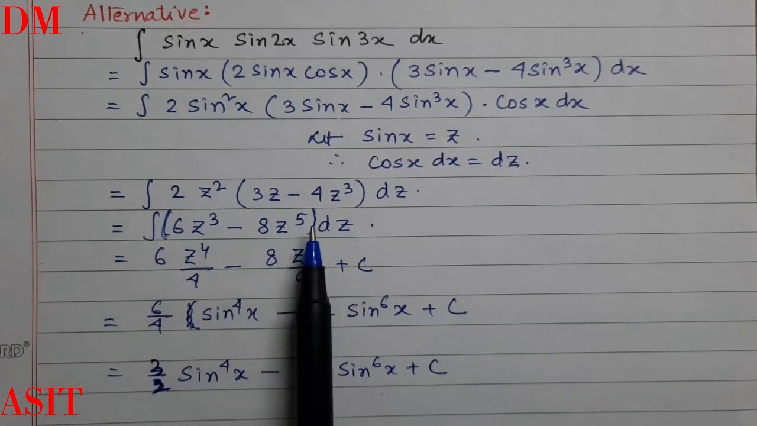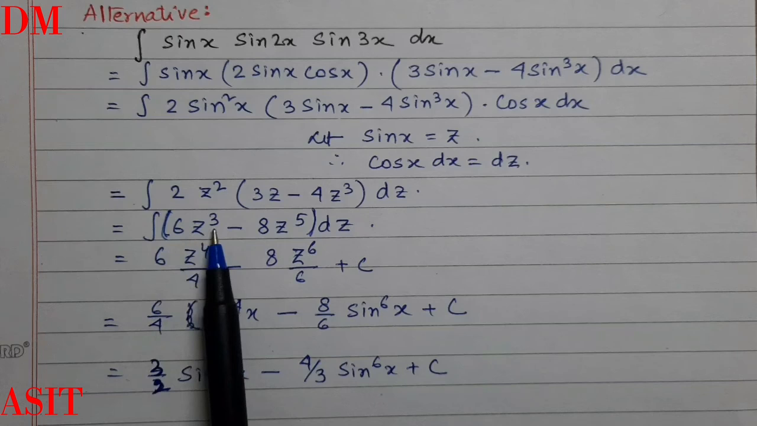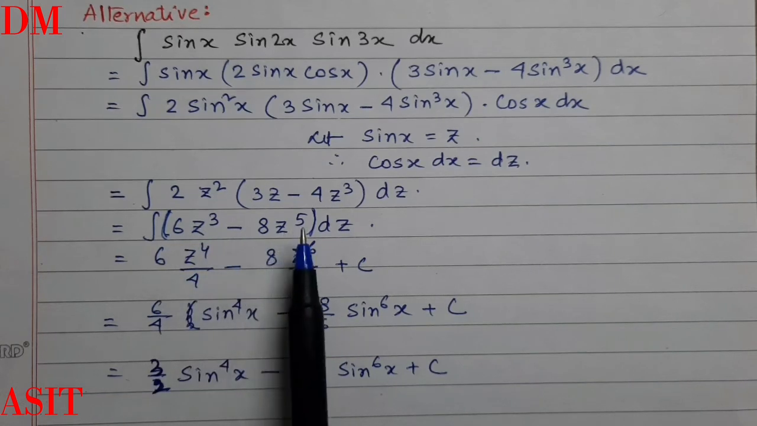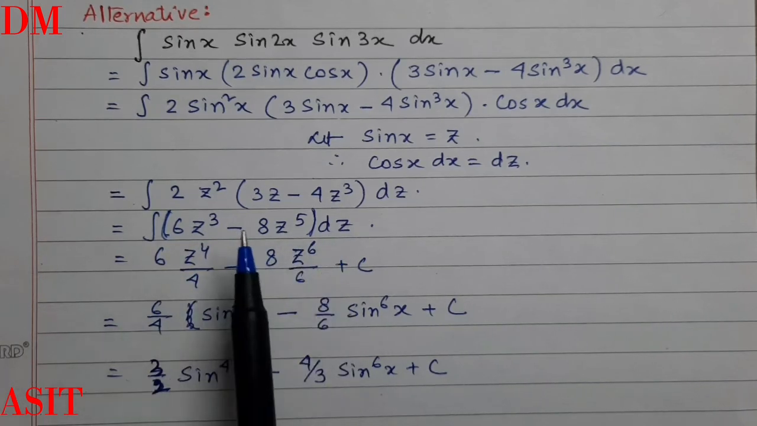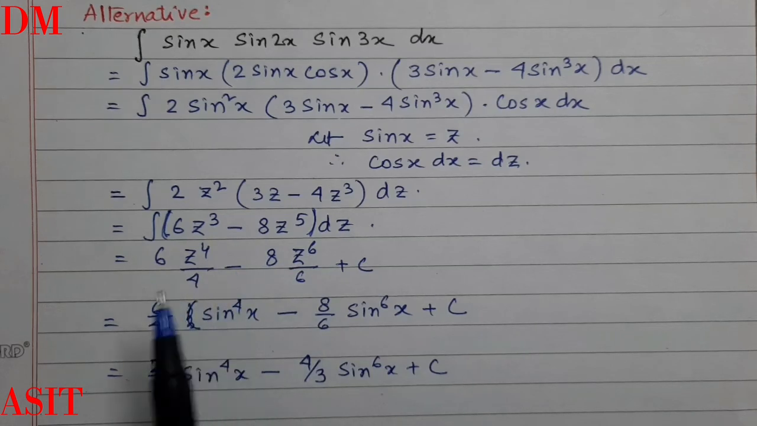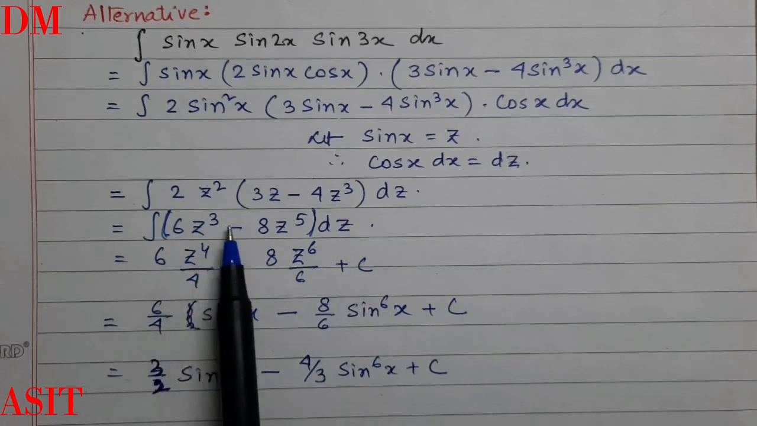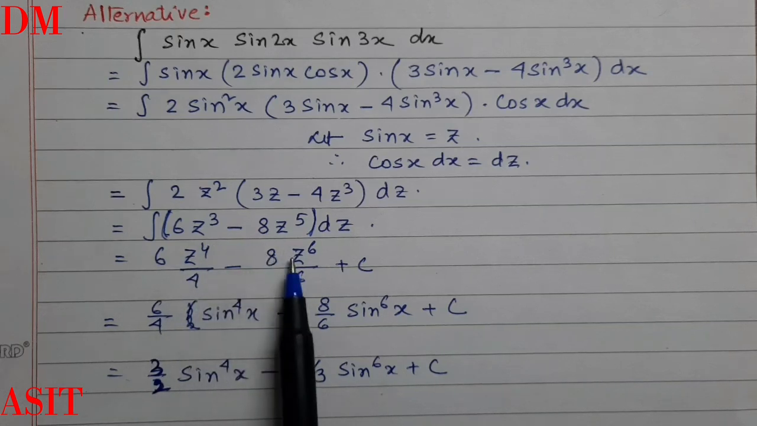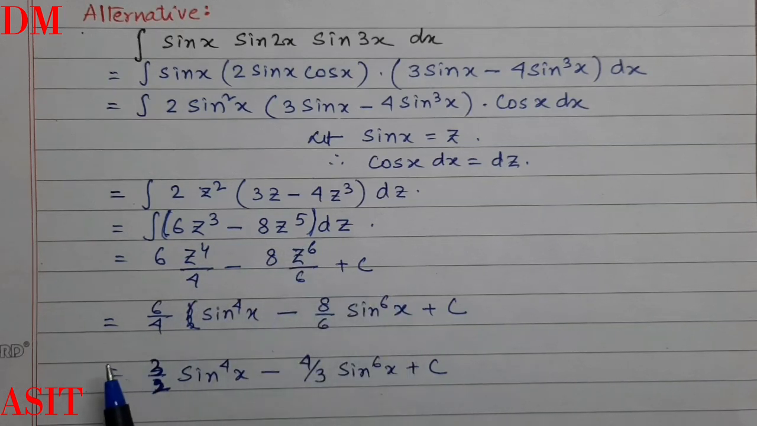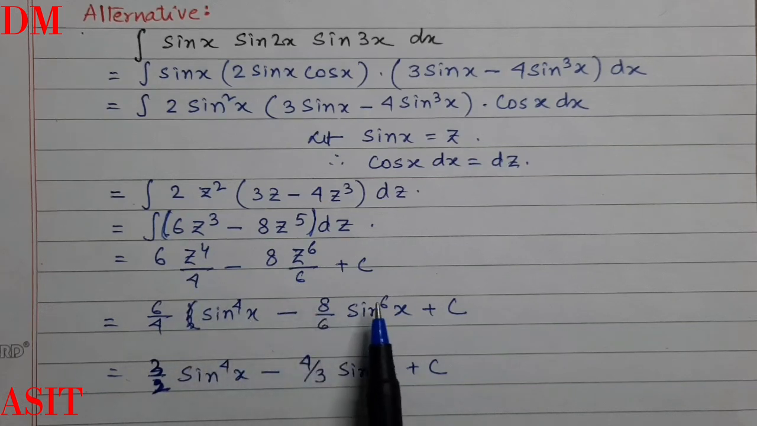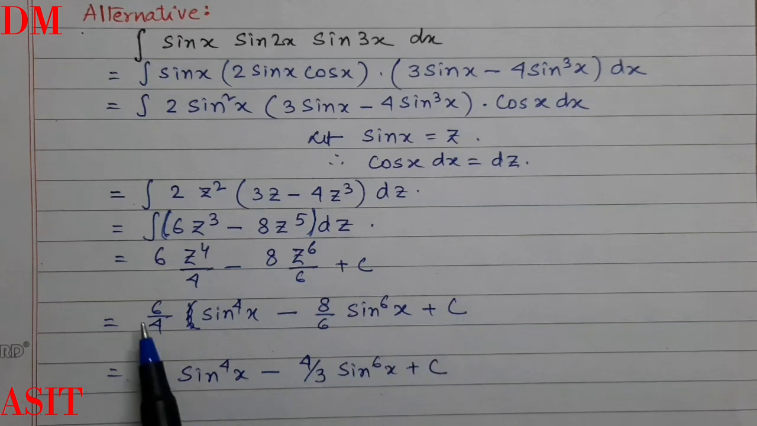Now we can distribute the integration, so it will become 6z cube dz minus 8z to the power 5 dz. So here I skipped that step, so you can also skip, no problem, that is not an important step. So it will be 6z to the power 4 by 4 minus 8z to the power 6 by 6 plus c. Now we know that the value of z is sin x, so it will become 6 by 4 sine to the power 4x minus 8 by 6 sine to the power 6x plus c. Hence we can simplify a little bit, it will be 3 by 2 sine to the power 4x minus 4 by 3 sine to the power 6x plus c.